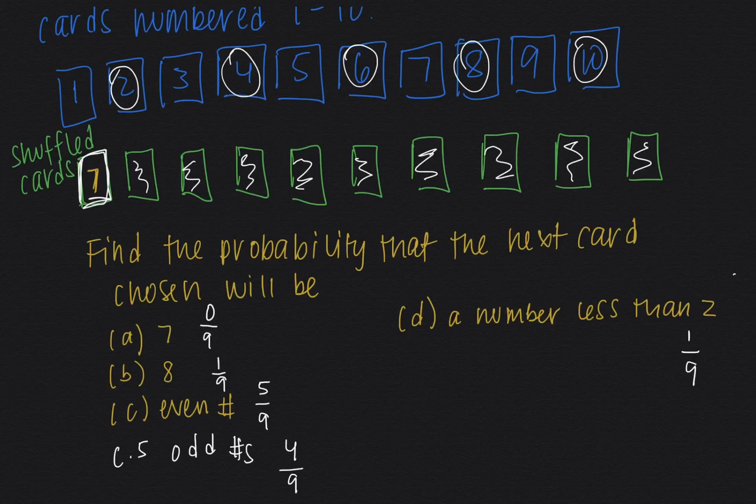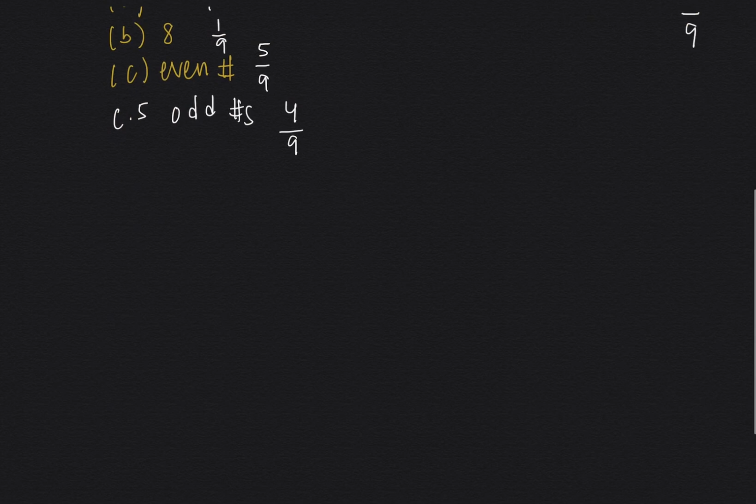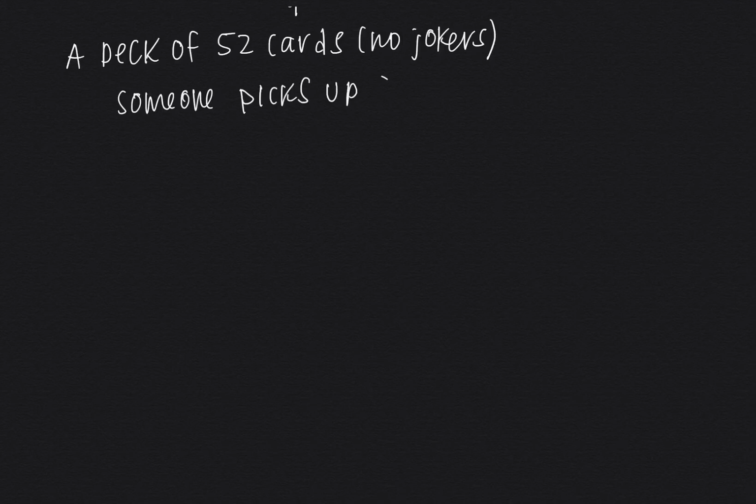Let's do another example, and we're going to be talking about a deck of 52 cards. That means no jokers. And we're going to say that someone picks up 3 cards and we don't know what those cards are.